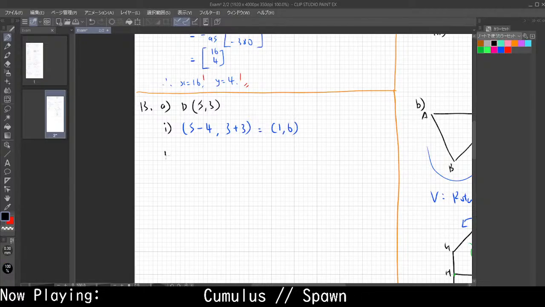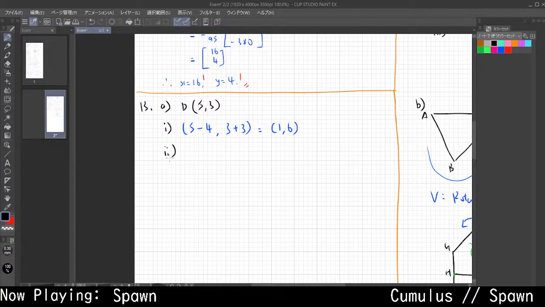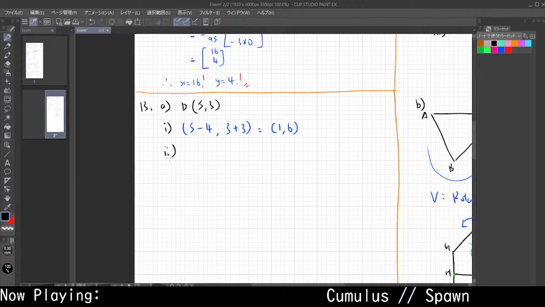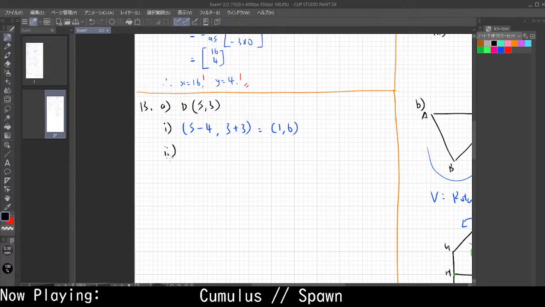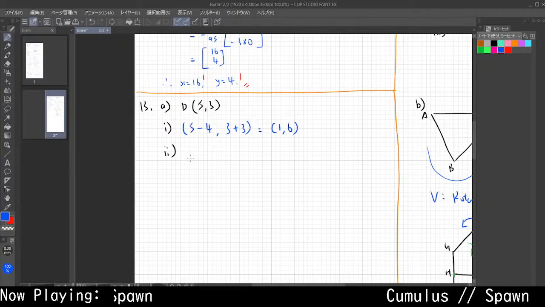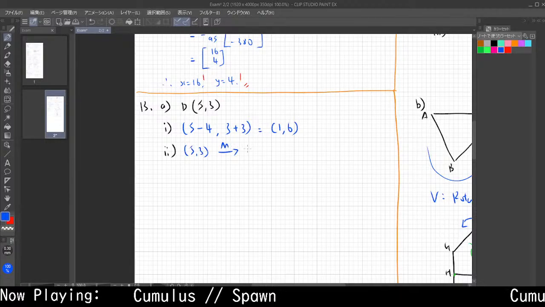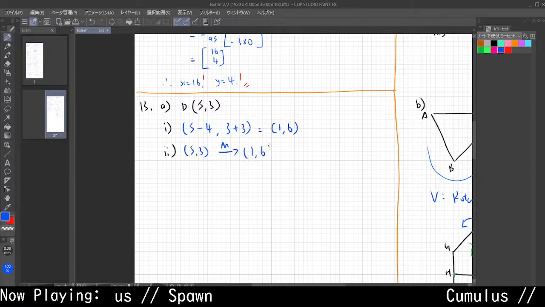Okay. Next, we have NM. So part 2, question A part 2, we have NM. So NM, M is the second letter, means M goes first. Therefore from 5, 3, you go through transformation M, you get 1, 6.